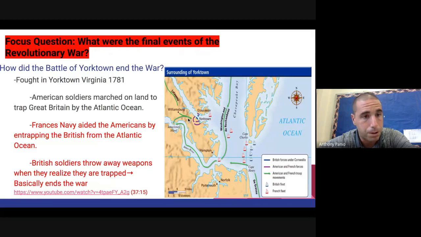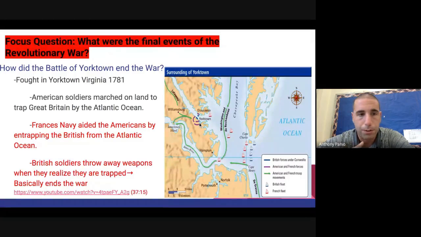Essentially what's going to happen is the British general, Major General Charles Cornwallis, is going to be trapped in Yorktown. What he's going to do is try and hold down that fort as much as possible, all right? But the problem is, if you're looking at the map here, you have American forces and French forces, but really the American forces, they're going to be marching on land to enclose Cornwallis in Yorktown.